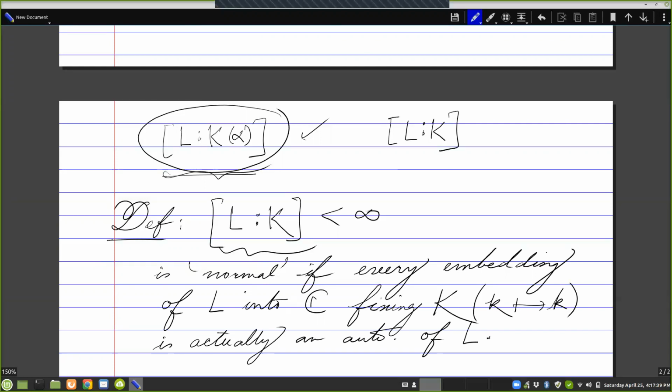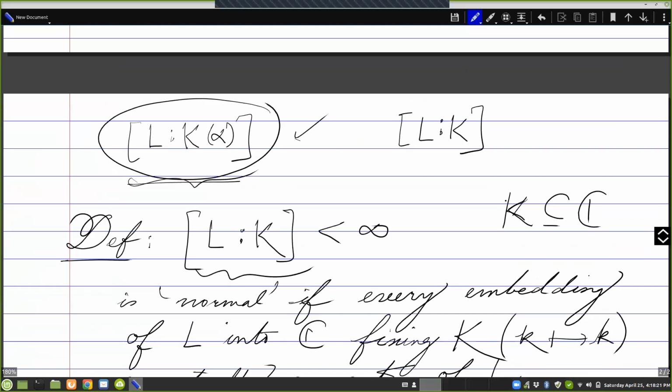Let's try to understand once again. K is a subfield of C, so here the embedding is the standard one. We knew that this embedding can be extended to an embedding of L into C in this many ways. Now normality says that all such embeddings will actually be automorphisms of L. So every embedding of L that fixes K must be an automorphism of L.